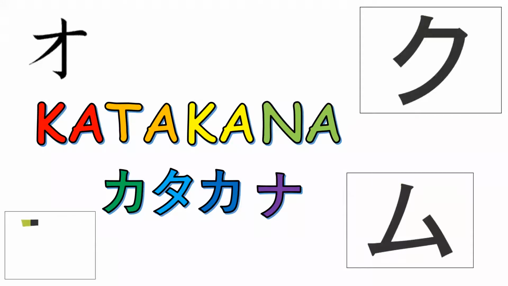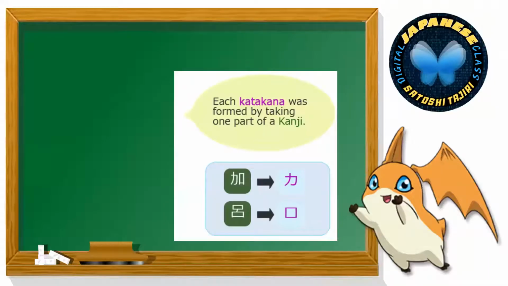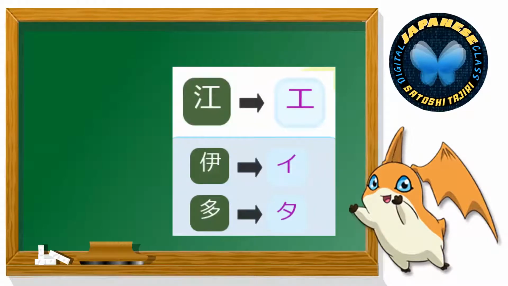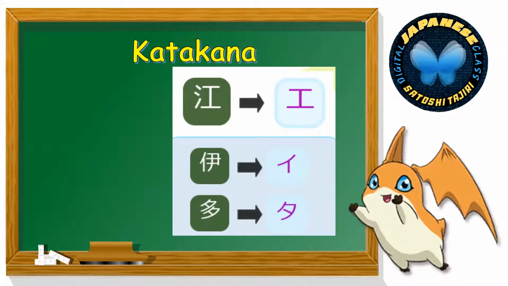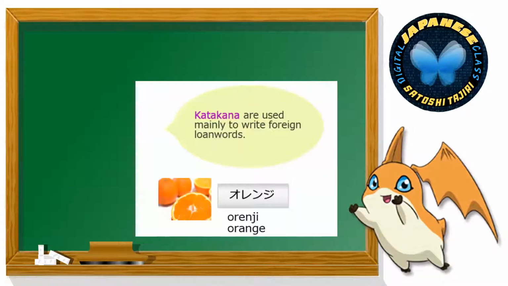Then let's go now with our katakana. When do we use the katakana? Same thing with hiragana, katakana is also from simplified Chinese forms. So they also changed their form from Chinese characters to their katakana form. So here from the left, it changed already to a more simplified form to create katakana words. Katakana are used mainly to write foreign loan words, like we have orange.